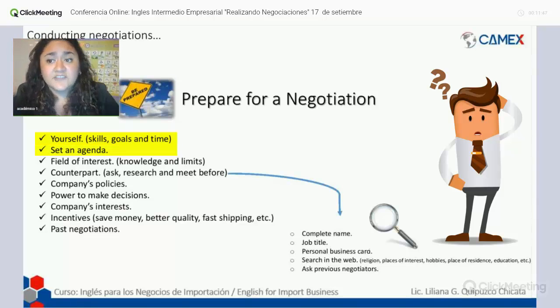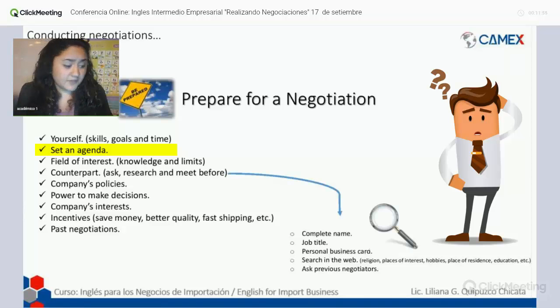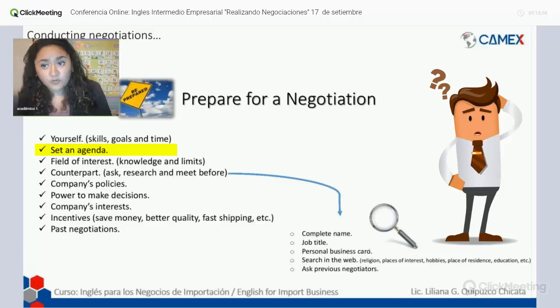Then you have to set an agenda. This is linked to time. In this case, I have to make an agenda, maybe grab a piece of paper and a pen and start writing. For example, from 8 to 8:05 a.m., I'm going to introduce myself, introduce my company. Then from 8:05 to 8:15, for example, I'm going to talk about the product. I'm going to talk about the quality of my product, the prices. So I have to set an agenda that I can follow.